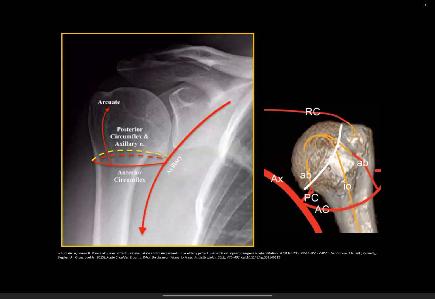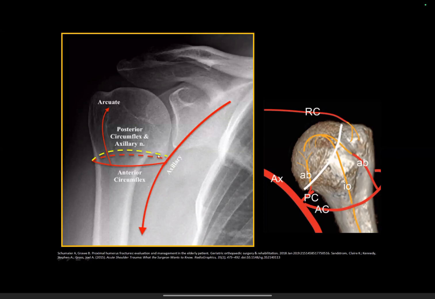All right, so blood supply to this area. We have the axillary artery. Axillary artery gives off the anterior circumflex. Anterior circumflex gives off the arcuate. The arcuate supplies the humeral head by traveling along the intertubercular groove. We also have extra supply from the rotator cuff, but let's go back to the axillary artery. So anterior circumflex, posterior circumflex, and it travels up along with the axillary nerve.